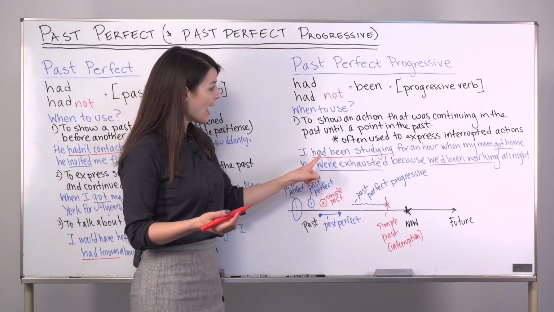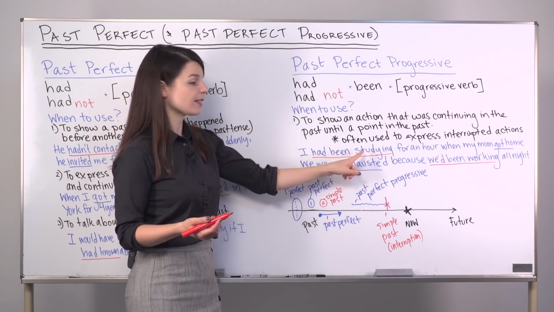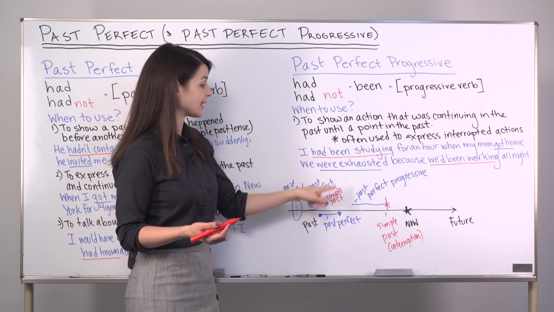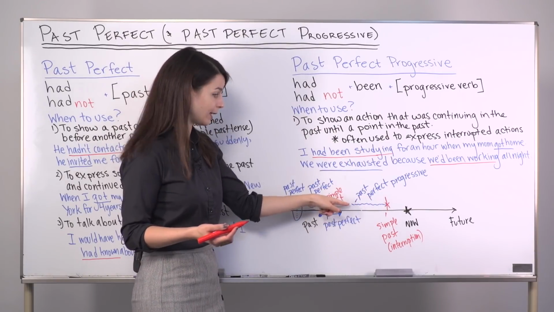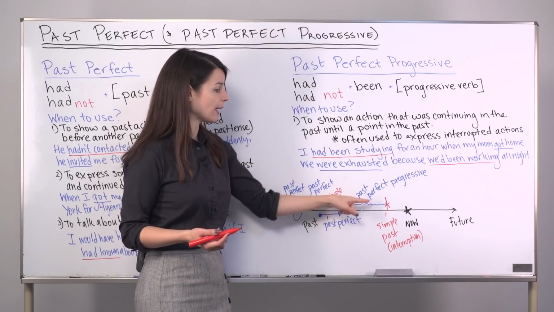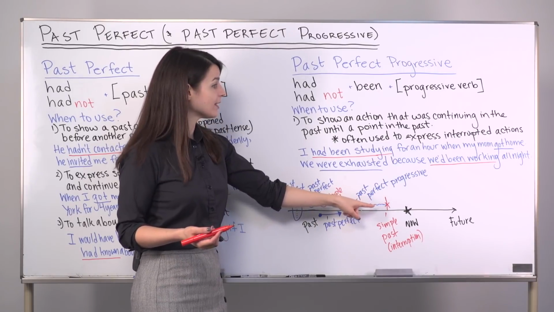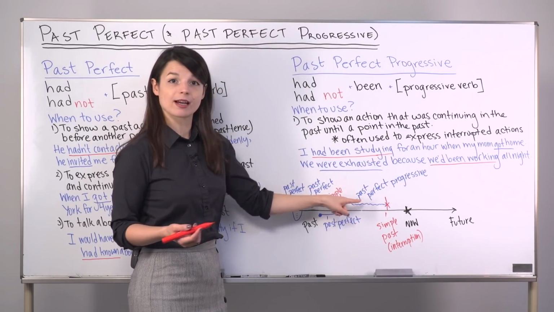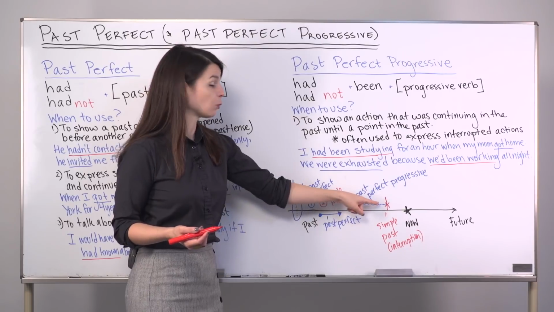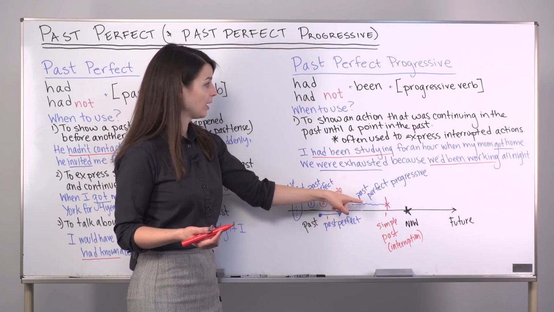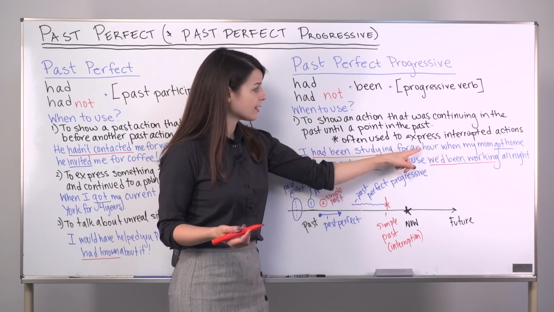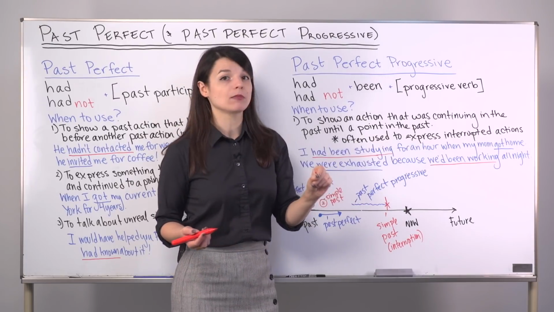So here, had been studying is my past perfect progressive tense. This is the continuing action. On my timeline here, it's in blue. My continuing action in the past. I had been studying for an hour, so this action continued for an hour, was continuing for an hour. Then the sentence says, when my mom got home.